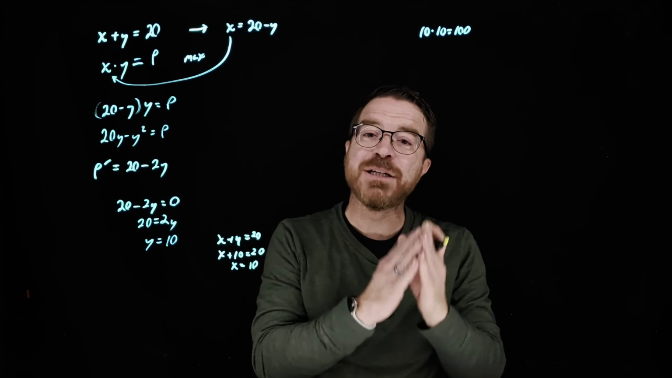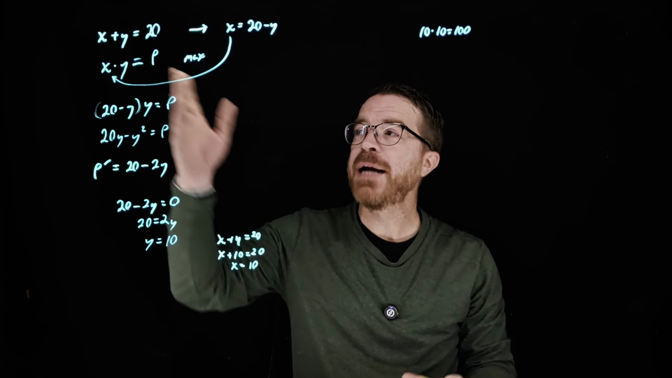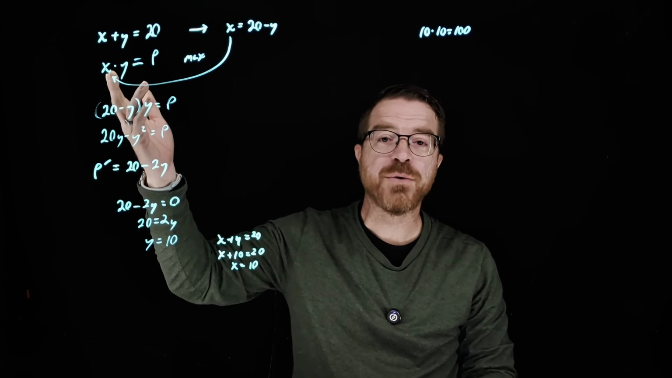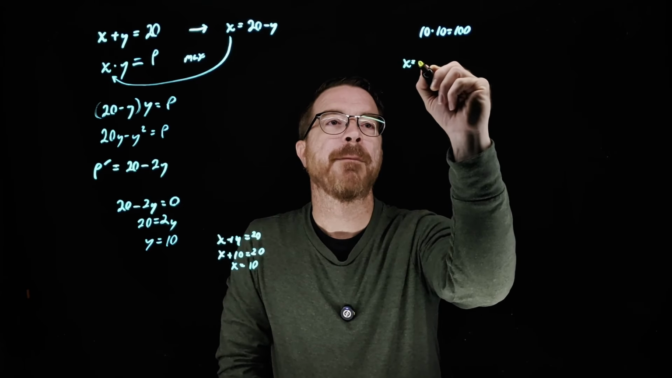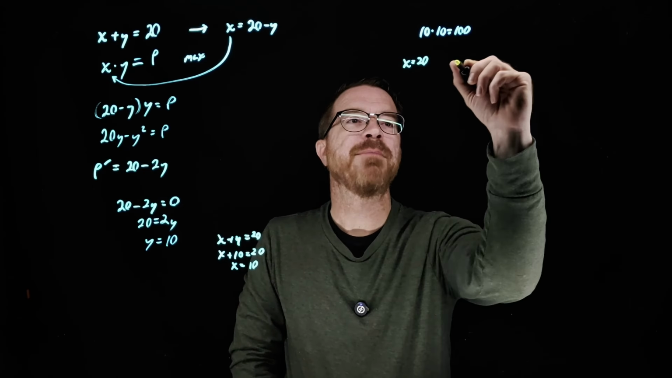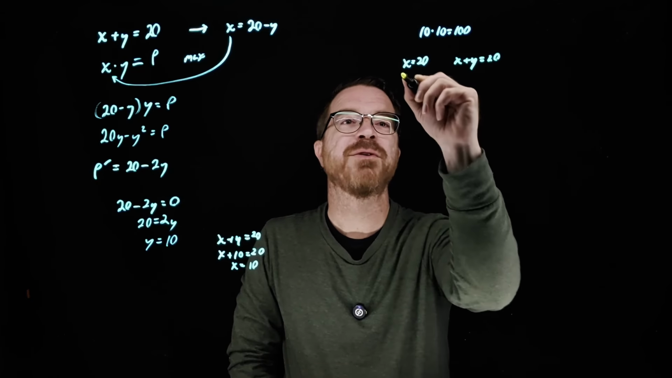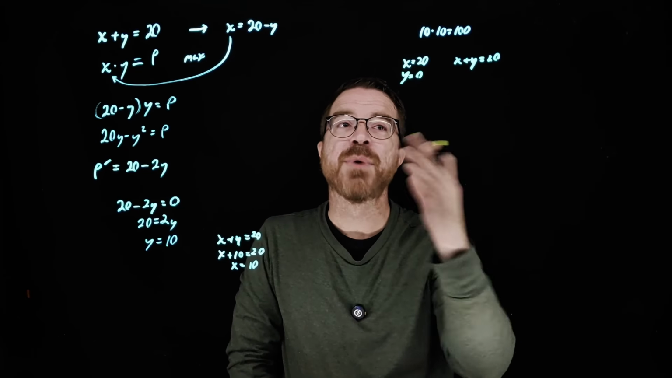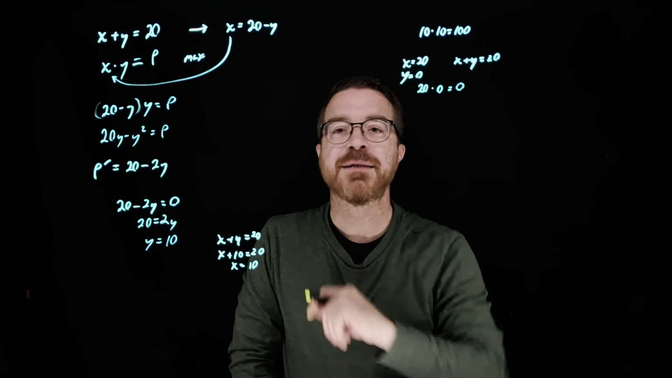And now I need to look at my boundaries. So my boundaries are that I could have one of these values go up to 20. So let's say that x was equal to 20. Based on x plus y equals 20, that means that y would have to be 0. So when I take the product of these two, 20 times 0, I get 0.